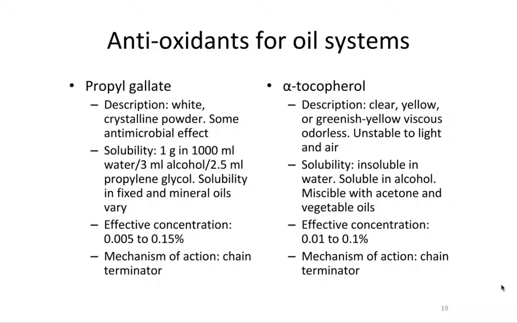Two other commonly used antioxidants in oil systems are propyl gallate and alpha tocopherol. Alpha tocopherol is another name for vitamin E. Both are oil soluble and are very effective in very low concentrations. Propyl gallate is effective at 0.005 to 0.15% concentration, and alpha tocopherol is effective at a concentration of 0.01 to 0.1%. Both exert their effect as antioxidants as chain terminators.